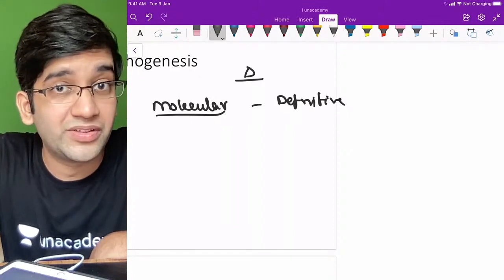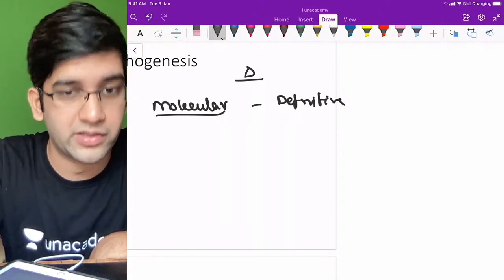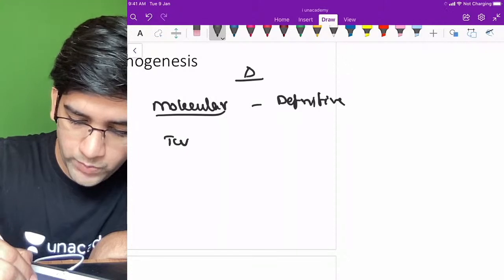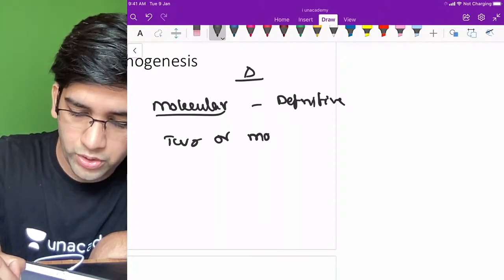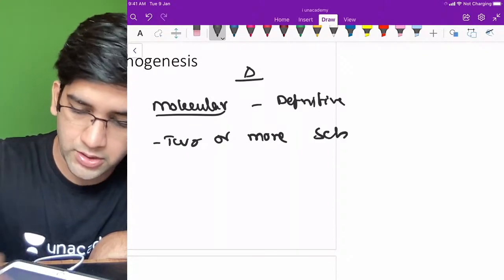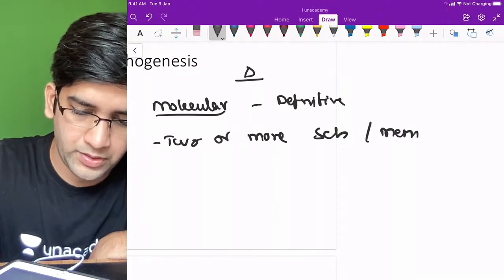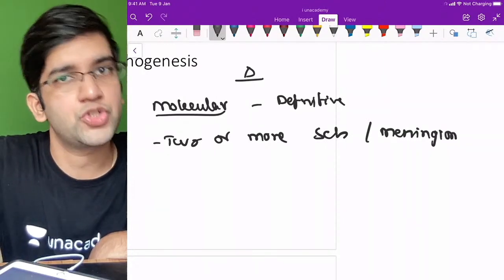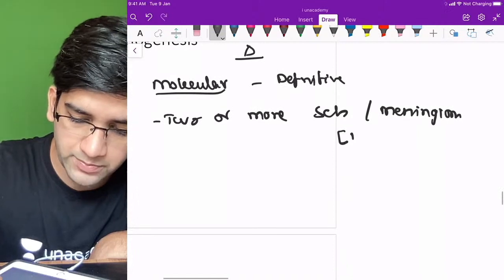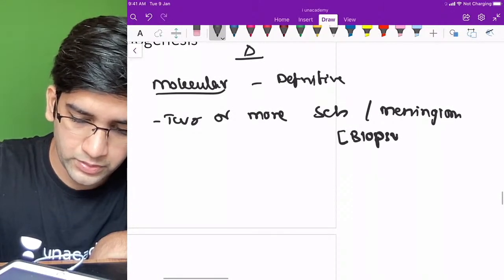Right? You cannot go with clinical. That's why we put molecular and pathology based criteria. Right? I should have 2 or more schwannomas, or I can have meningiomas as well. Again, 2 or more schwannomas or 2 or more meningiomas. It should be biopsy proven. That's more important.